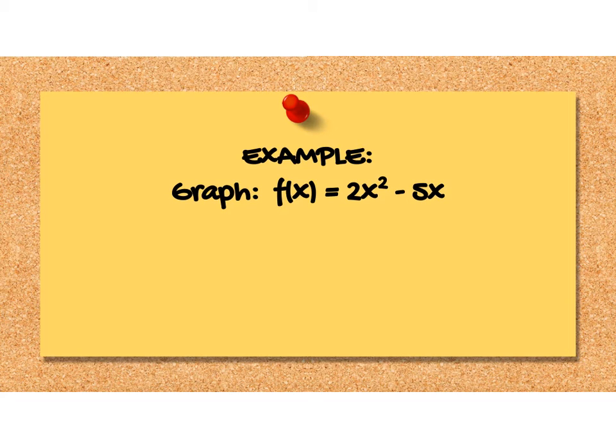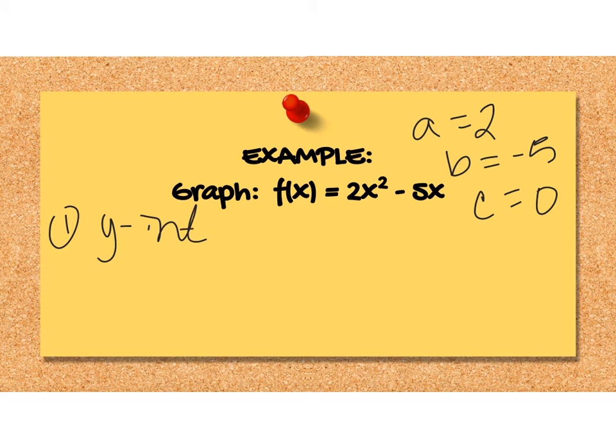Okay, here's another example. So f of x equals 2x squared minus 5x. So a is 2, b is -5. What is c? C is not here. What number do we use when we have nothing, when it's not there? 0. Okay. All right, so let's see how this works. So step 1 says find the y-intercept. Well, the y-intercept here is going to be 0, 0.